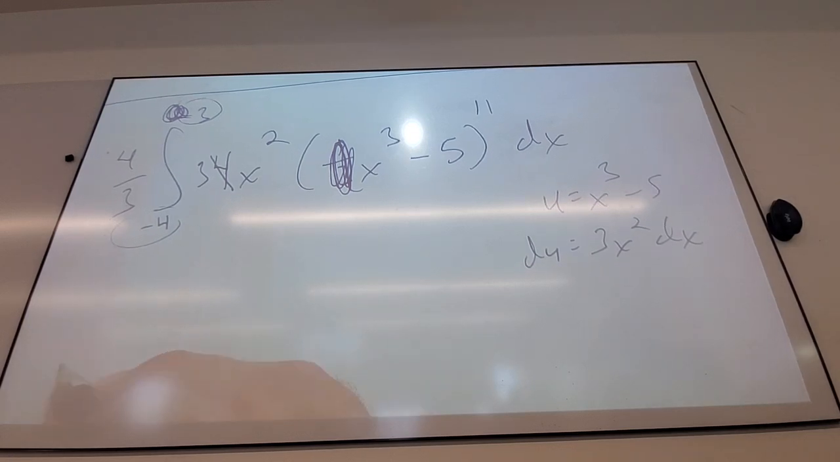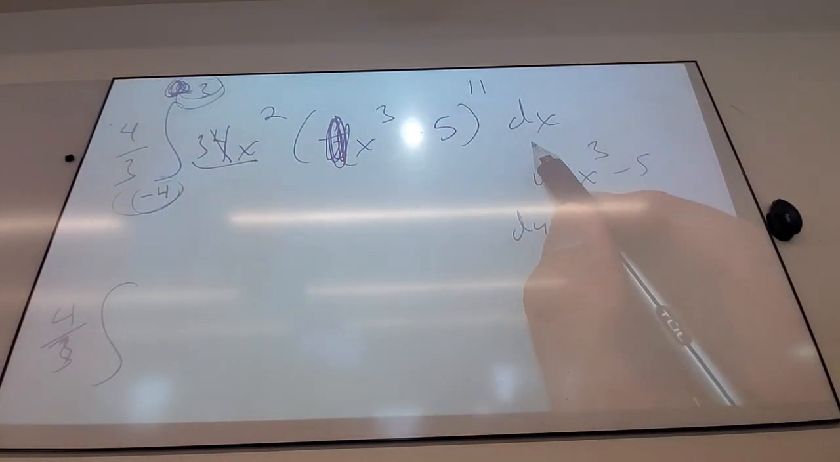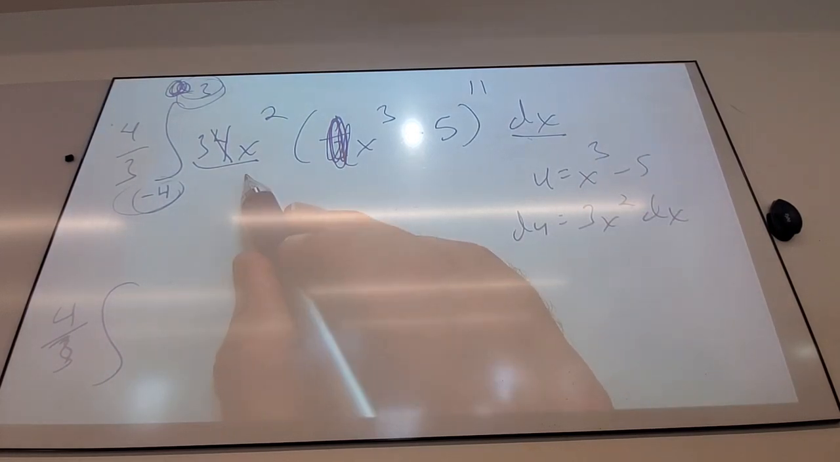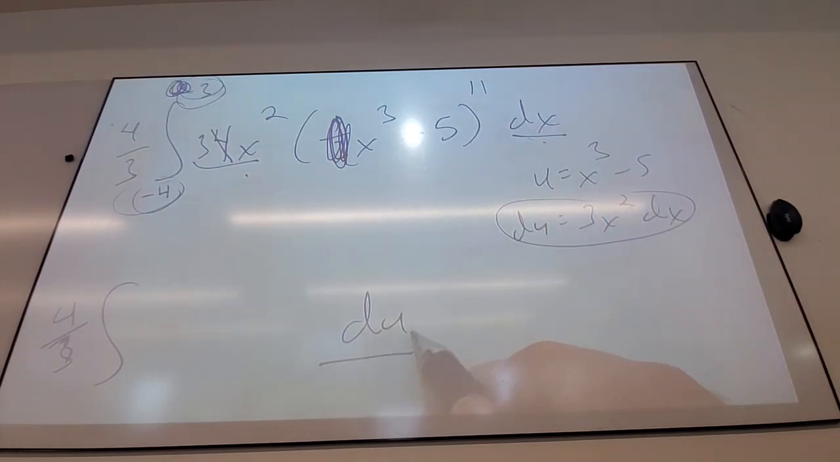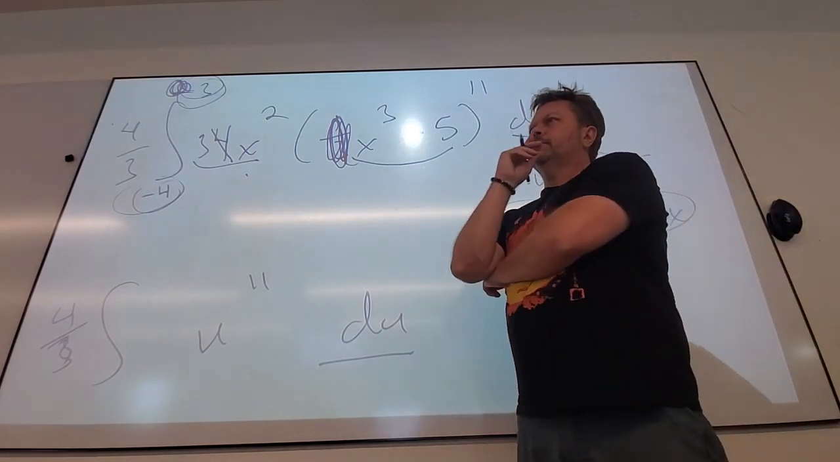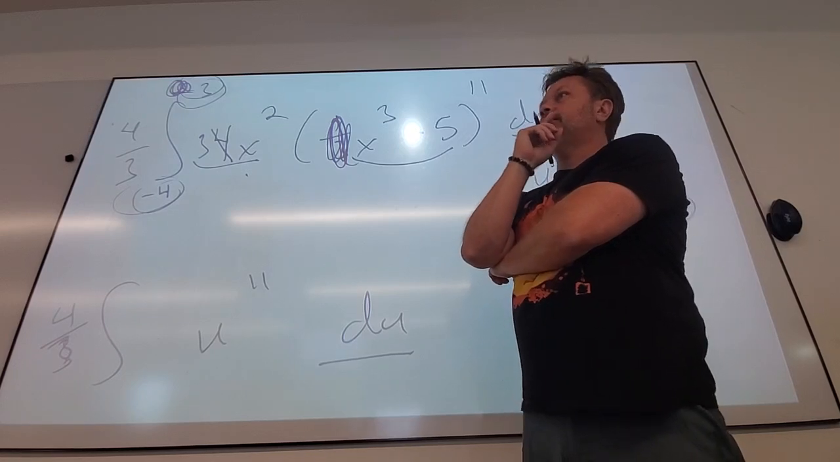So do me a favor. Write the integral, but leave these blank for right now. What is 3x squared dx? That's du. And then how do I rewrite this? u to the power of 11. Now, here's the thing. Ready? Did I look at this right? I did. Go, Team Jeff. Oh, look at me go.